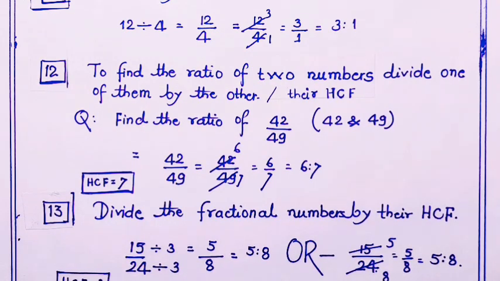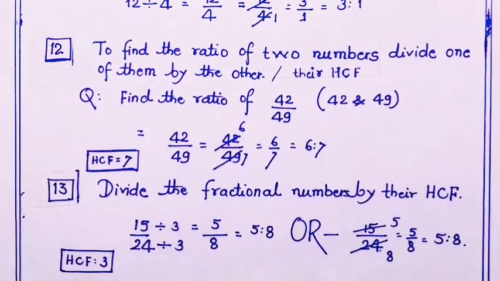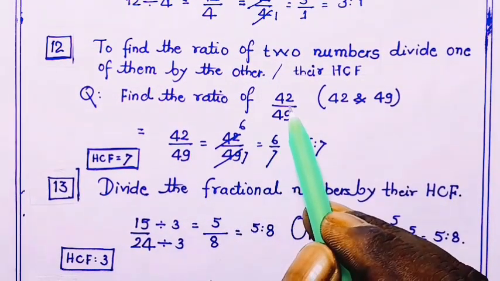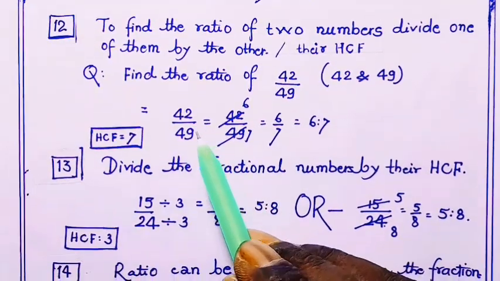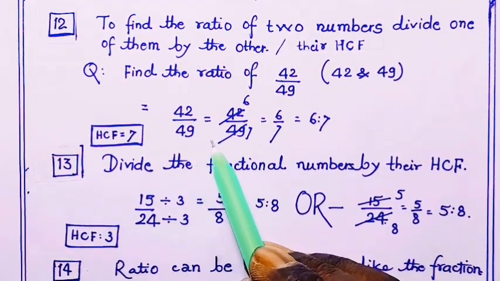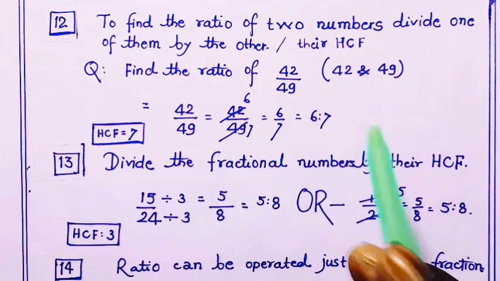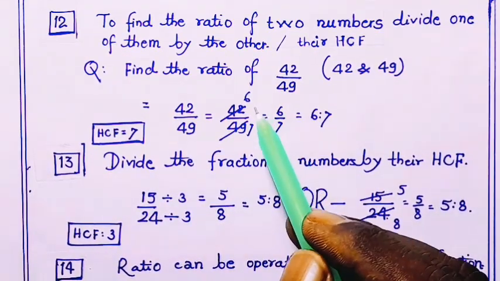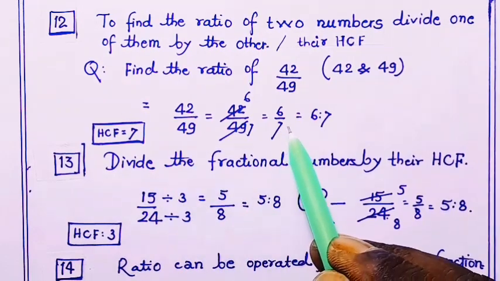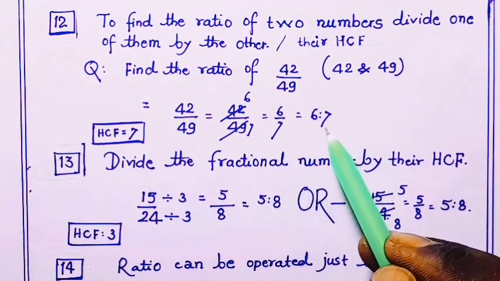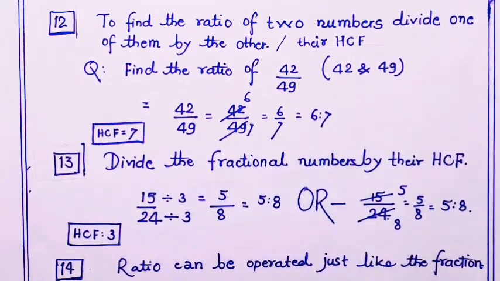Number 12, to find the ratio of two numbers, divide one of them by the other. It means their HCF. The question is find the ratio of 42 by 49. So in this way 42 49 has been cancelled by their HCF 7. So next 6 by 7 and in ratio 6 to 7.